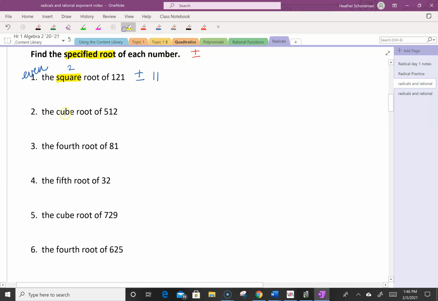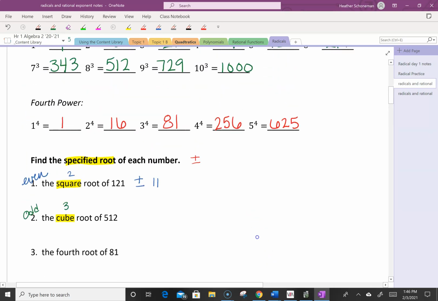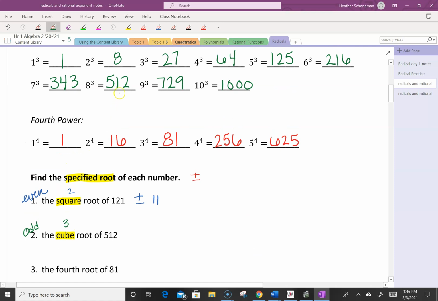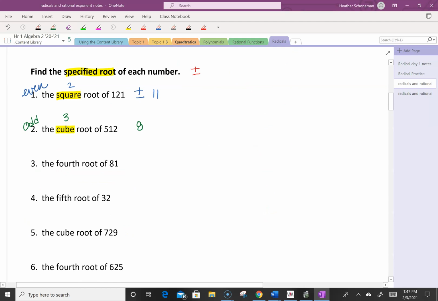All right, this next one wants the cube root. The cube is talking about the third. 3 is odd. When it's odd, you're just going to have the positive answer. So now you're saying, okay, well, what's the cube root of 512? Well, if I use my chart, 512 is over here on the chart. And I know it's because 8 to the third power is 512. That means the cube root of 512 is 8. So I know my answer is 8. But I only put the positive when it is an odd root.